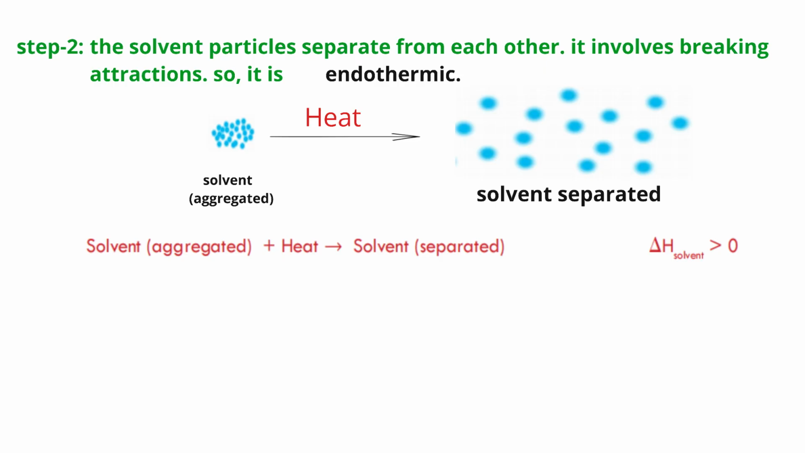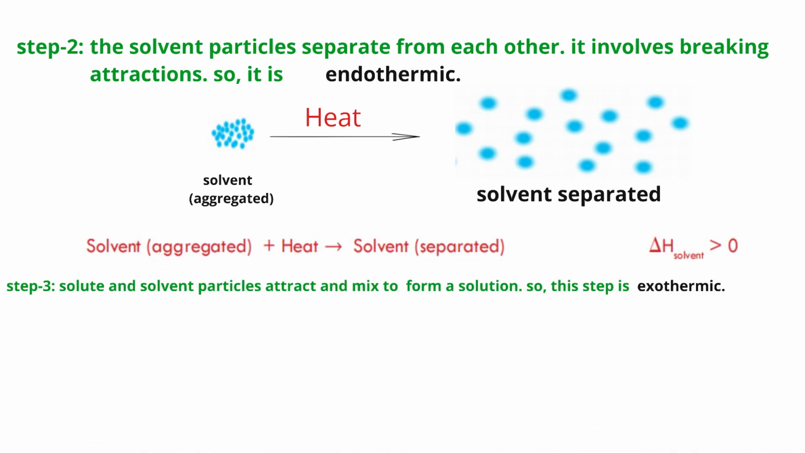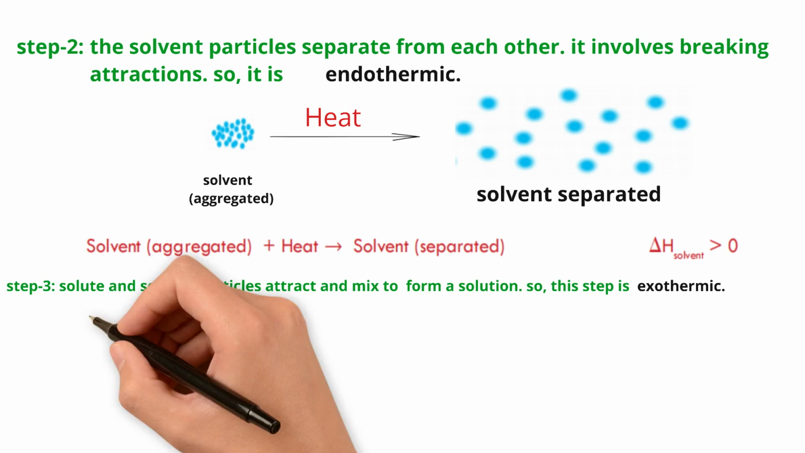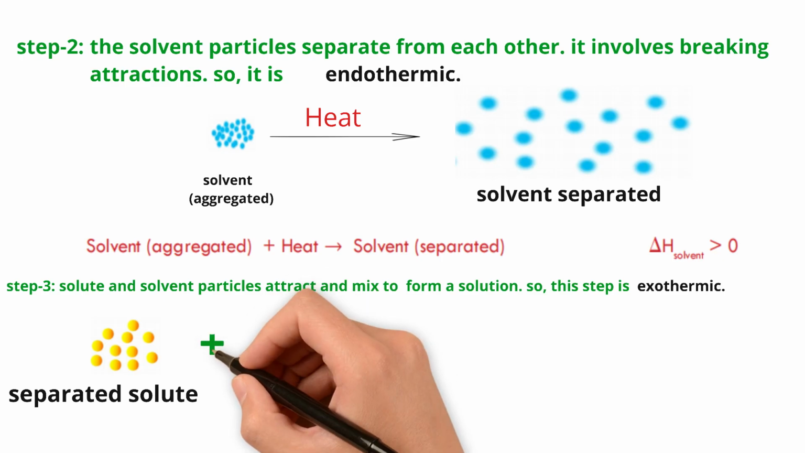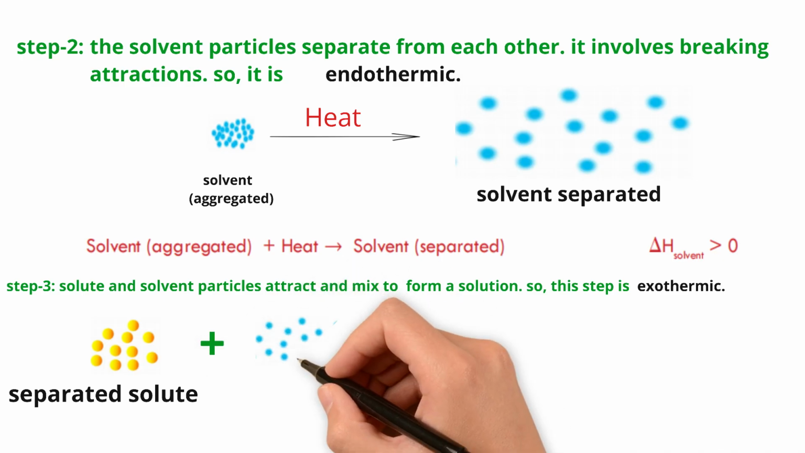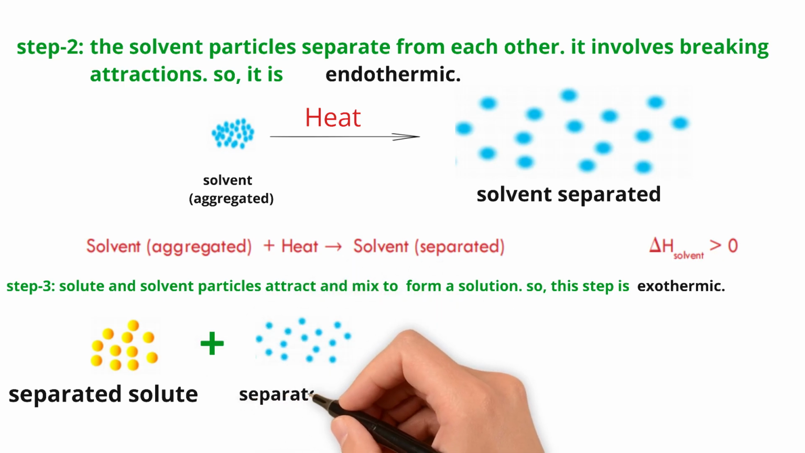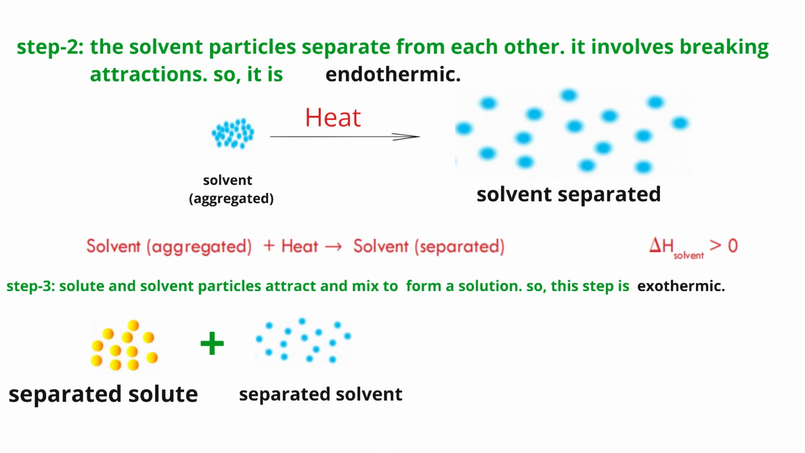The last step, solute and solvent particles attract and mix to form a solution. This step is an exothermic process. The separated solute particles attract the separated solvent particles and associate together to form a solution. In a solution, the solute particles are distributed throughout the solvent particles.